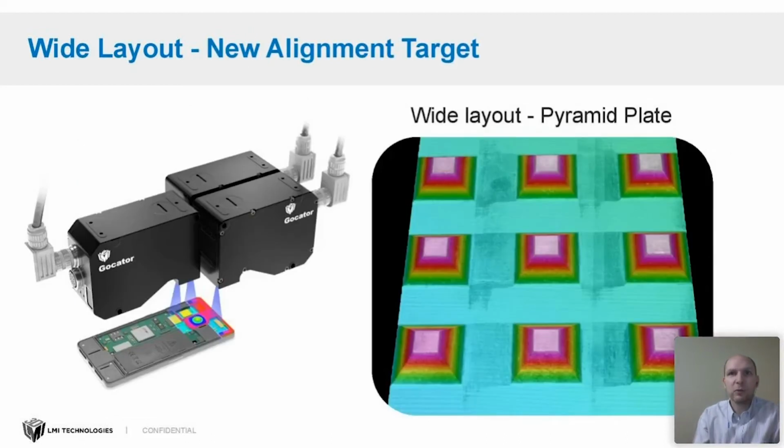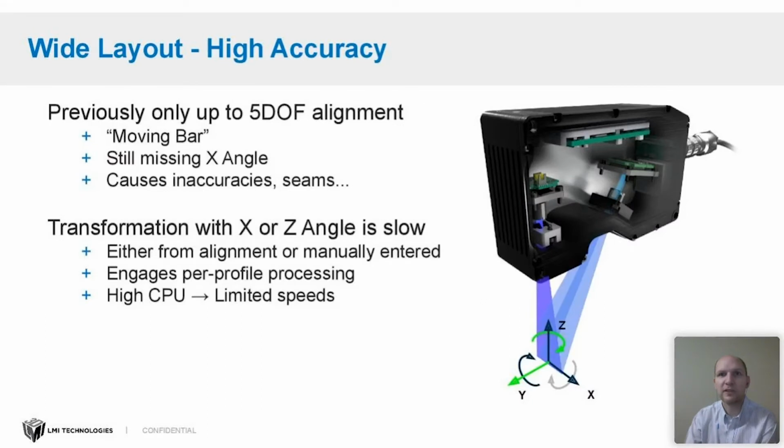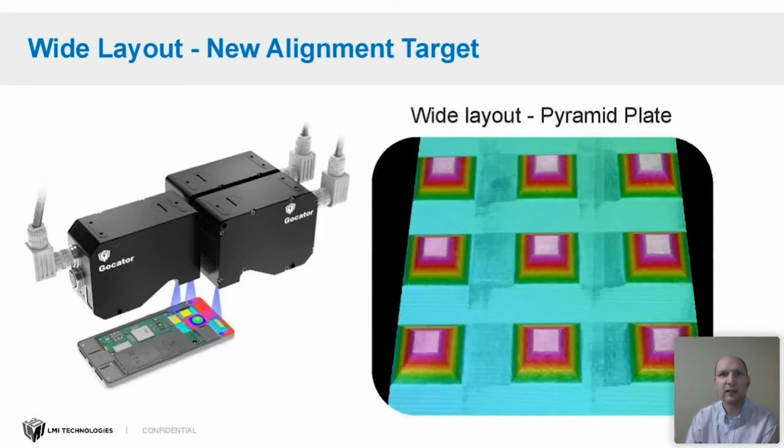So with 6.1, we're introducing a new alignment method for the wide layout that increases the precision significantly, and also includes the full 6 degrees of freedom. So previously we didn't align for the X angle. Now we're also aligning for the X angle. So we're increasing accuracy on all the axes and also adding alignment for the X angle.